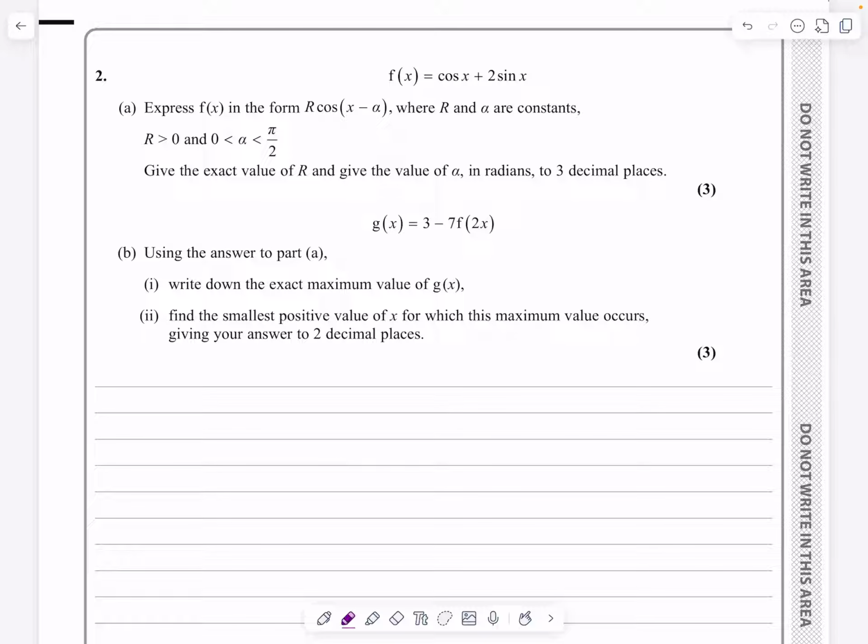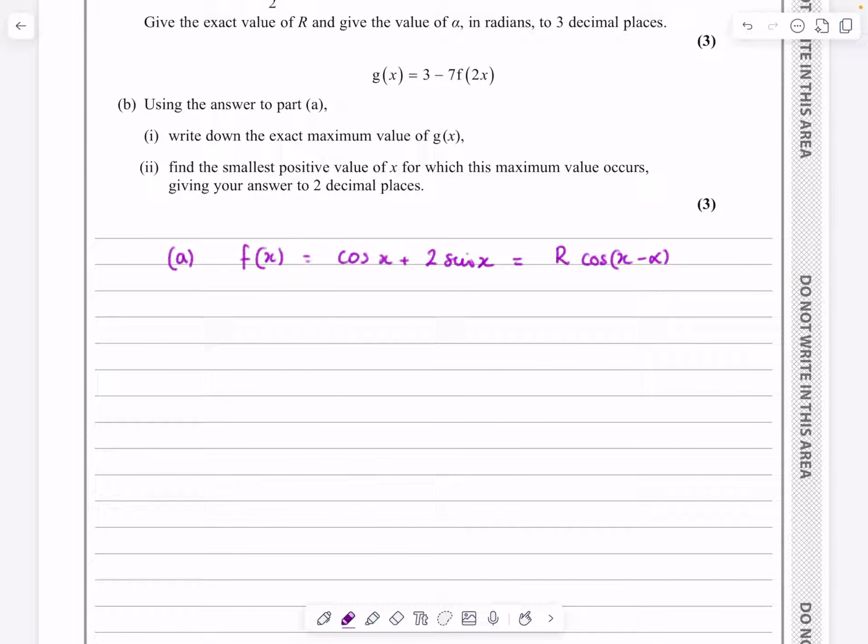For part A, f(x) is equal to cos x plus 2 sin x. What they want us to do with that is to write it in the form R cos(x minus alpha). Now, hopefully you've practiced these, you know how these ones work. What we do is we say, okay, so cos x plus 2 sin x. Let's just expand the right-hand side. R cos(x minus alpha), or cos(a minus b), is cos a cos b plus sin a sin b.